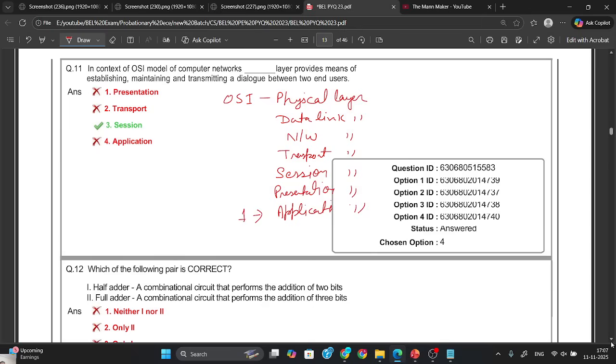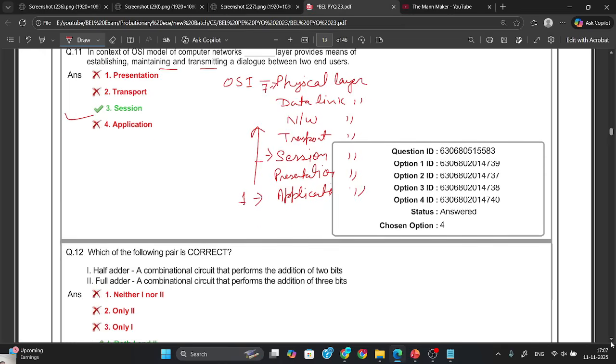Generally this is the first one and this is the last one. Physical layer is the last one. So like this it will go. Here they have asked which layer is responsible for establishing, maintaining and transmitting dialogues between two end users. So this is the function of the session layer. So option 3 is your right answer.